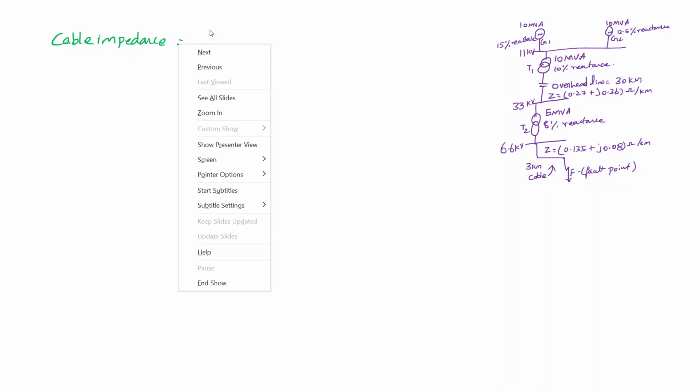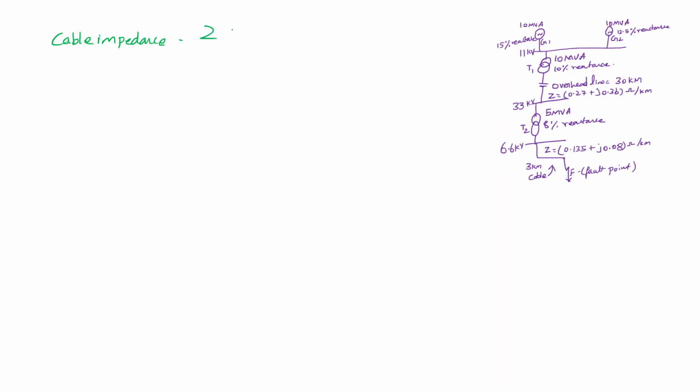is equal to the same formula: Z into MVA base, the whole divided by KV base, the whole square. So what is the KV value? 6.6, very good. And MVA is 100, common for the entire network; we are considering the maximum of 100 MVA. The Z value is already given in the question. Sir, into 3, no? Into 3, exactly. Very good.